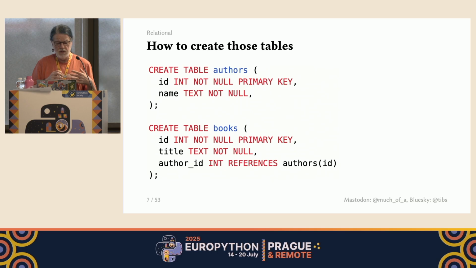And then we've got our books. Again, we've got an ID, which is an integer, the primary key, it's not null. We've got a title, which mustn't be null. And then we've got an author ID, and this is an int. And here we're saying that this references the ID in the authors table. This means that when we add an author ID, the database can check that we are using an ID that already exists in the authors table. So this keeps our data tidy. This helps stop us making mistakes.